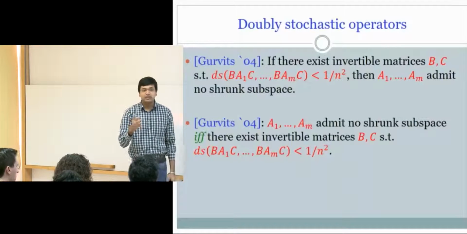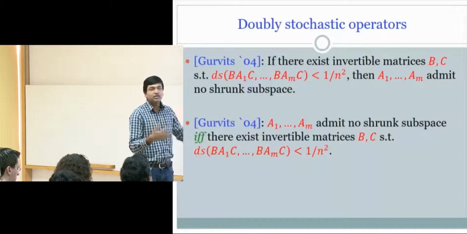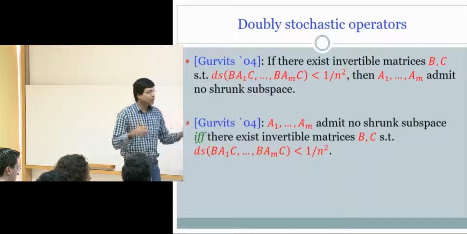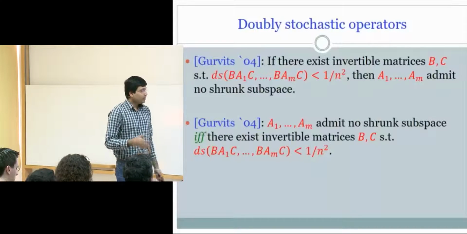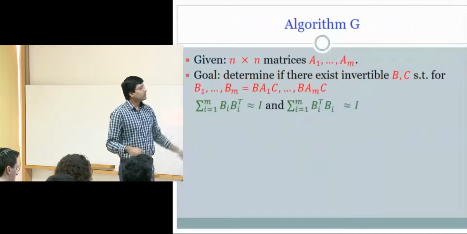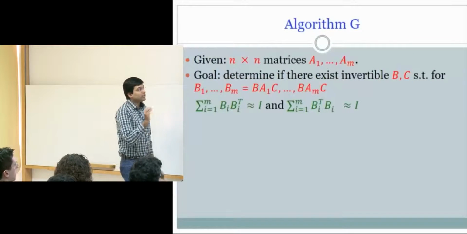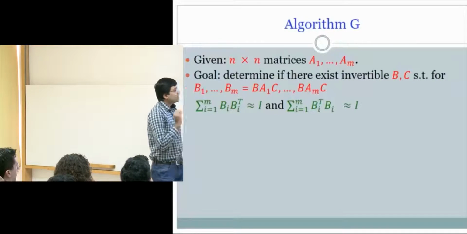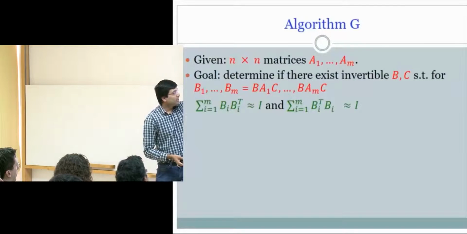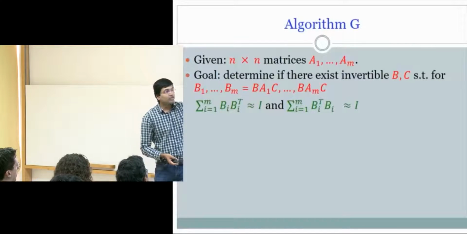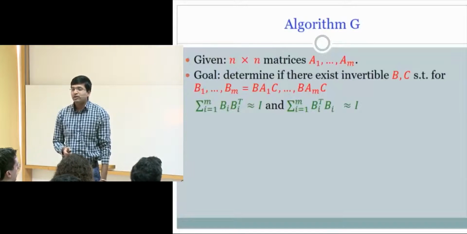So this characterizes, so in some sense shrunk subspace was giving you a co-NP proof, this is giving you an NP proof. Okay. So morally this problem is already in NP intersection co-NP. Okay, so now the goal is just this. You're given n by n matrices, you want to determine if there exist invertible B and C such that the matrices B1 to Bm, which are B A1 C and so on, are almost doubly stochastic. This is your goal. You say morally because you don't know what the entries in B and C are.